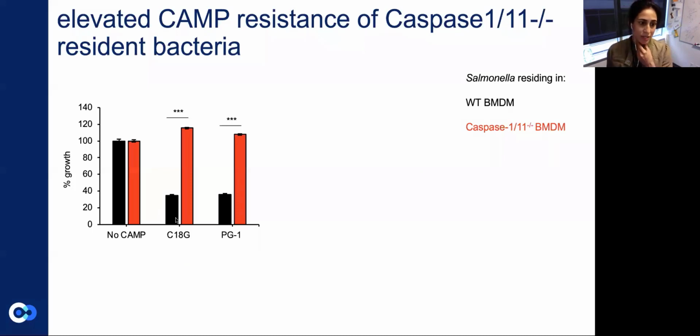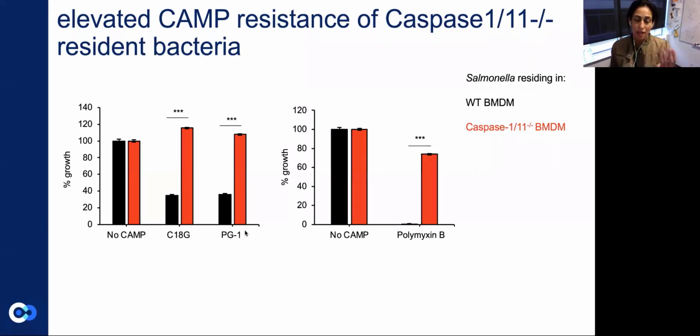And so we tested these two host antimicrobial peptides, C18G and PG1, and then we also tested polymyxin B, which is actually a last line drug against gram-negative bacterial infections. And we can see that bacteria isolated from the 111 knockout environment are actually resistant to these host antimicrobial peptides and also to polymyxin B.